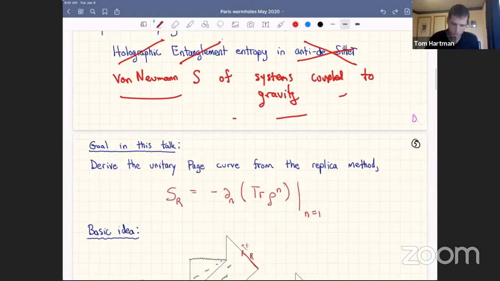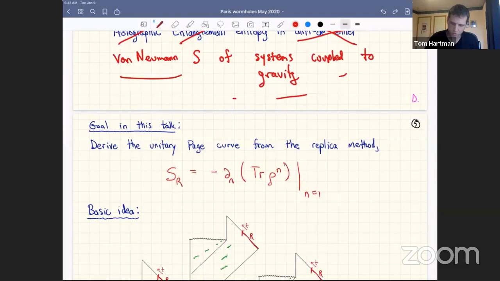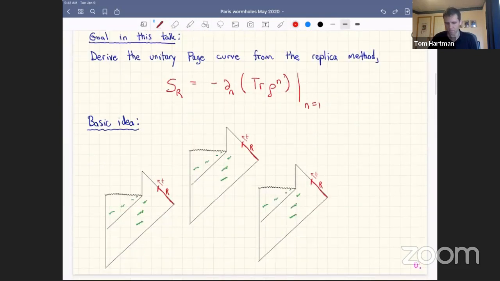Okay, so the goal in this talk will be to understand the origin of this formula and its application to Hawking radiation, and in particular to derive the unitary Page curve directly from a replica calculation. The replica method is a way of calculating that log and the von Neumann entropy. So logs are hard to calculate, especially with a path integral. In the replica method, we instead calculate trace rho to the n, and then analytically continue n to 1 to get the entropy.